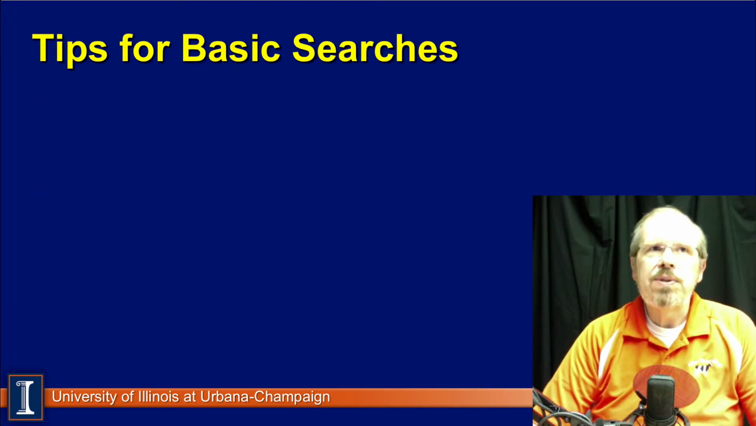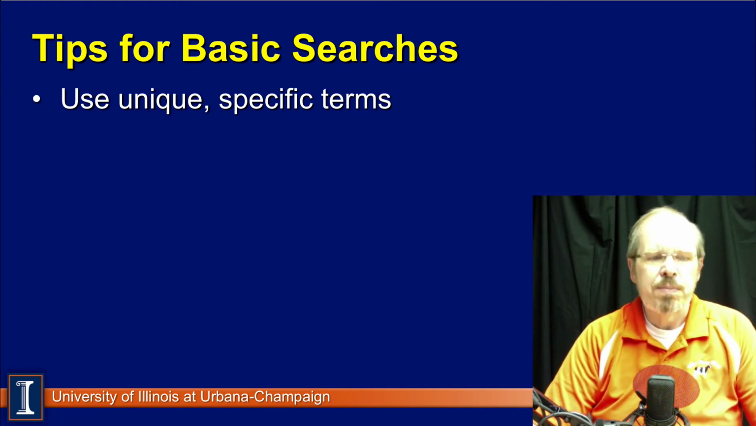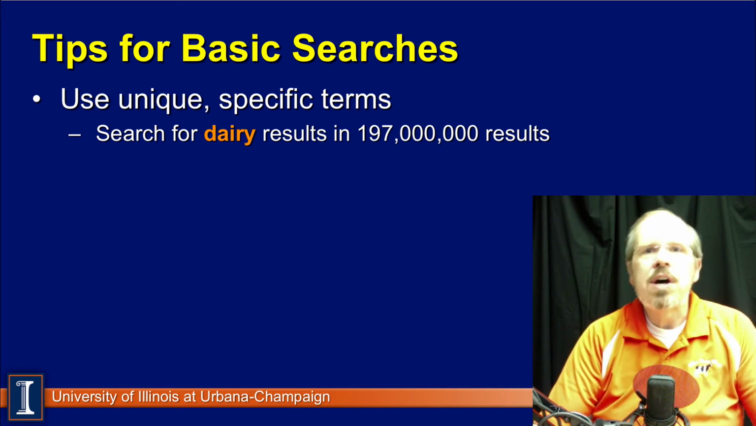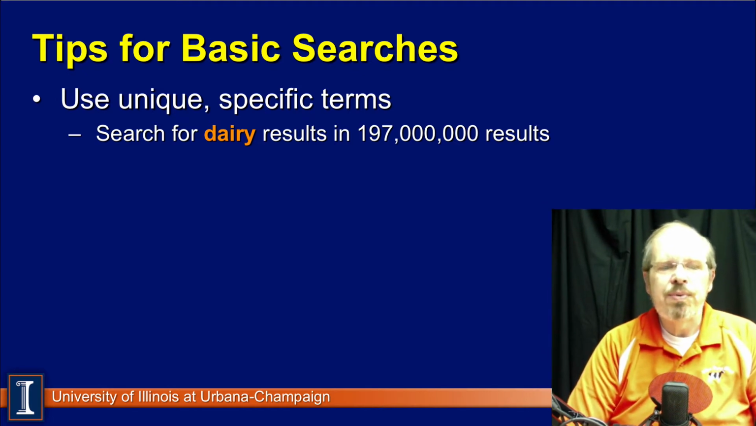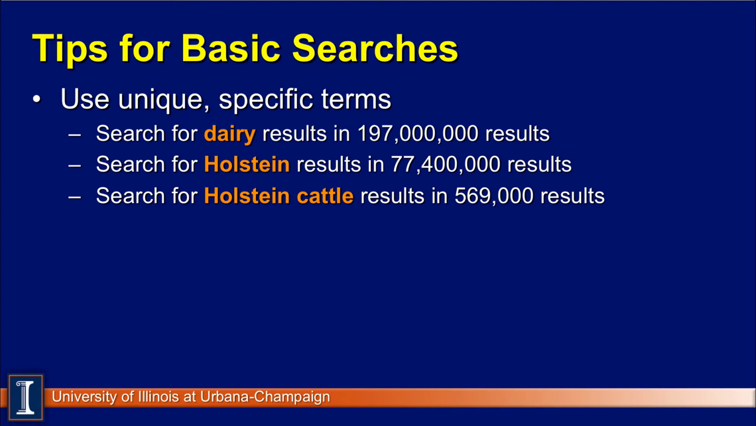When you do your basic search, the first thing that you should do is use unique and specific terms. So in this example, if I do a search for dairy, I'm going to have 197 million results. That's going to be pretty hard to sort through. But if I search for Holsteins, you see the results go down to 77 million. If I search for Holstein cattle, I go to 569,000. A much lower number, but still pretty many.